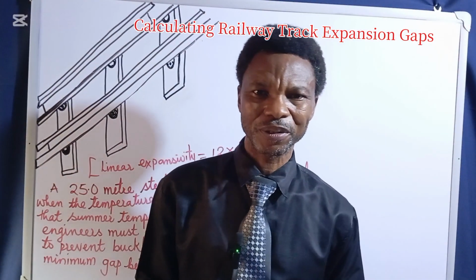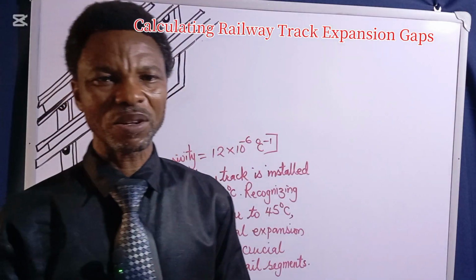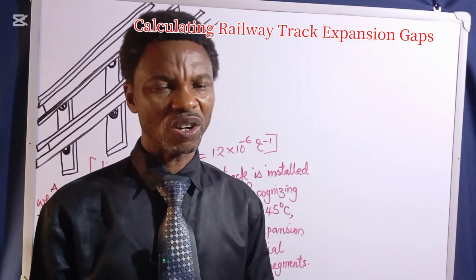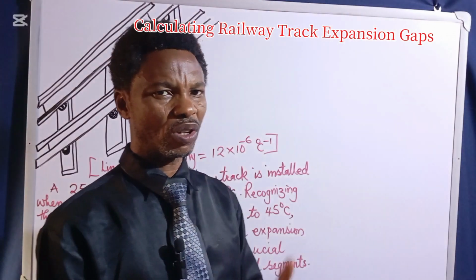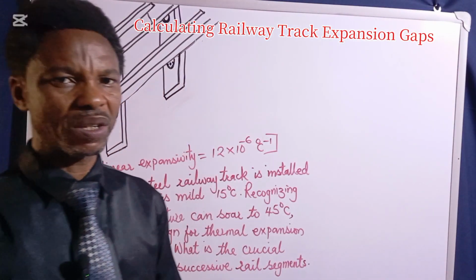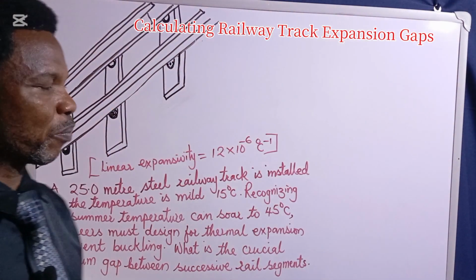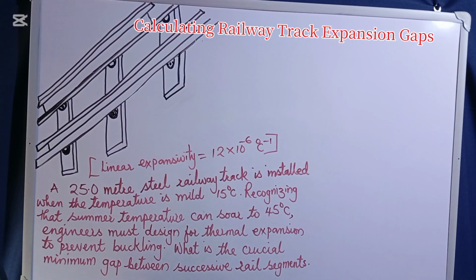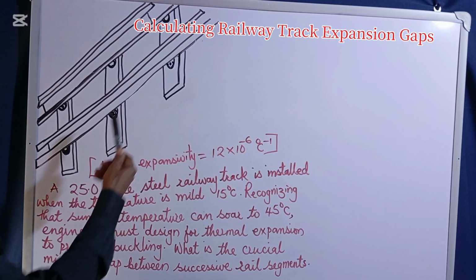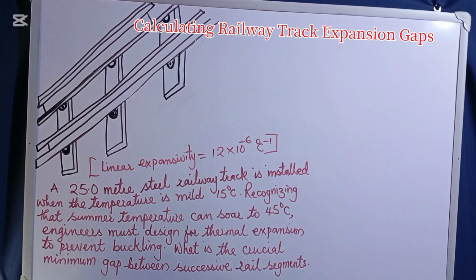I'm Orisheje Matthew. Today we want to be talking about the effect of thermal expansion, and we're going to be looking at one of the negative consequences of thermal expansion, that is the buckling of railway line. So during design, engineers normally plan for safety gap. So today we're going to learn how to calculate that safety gap.